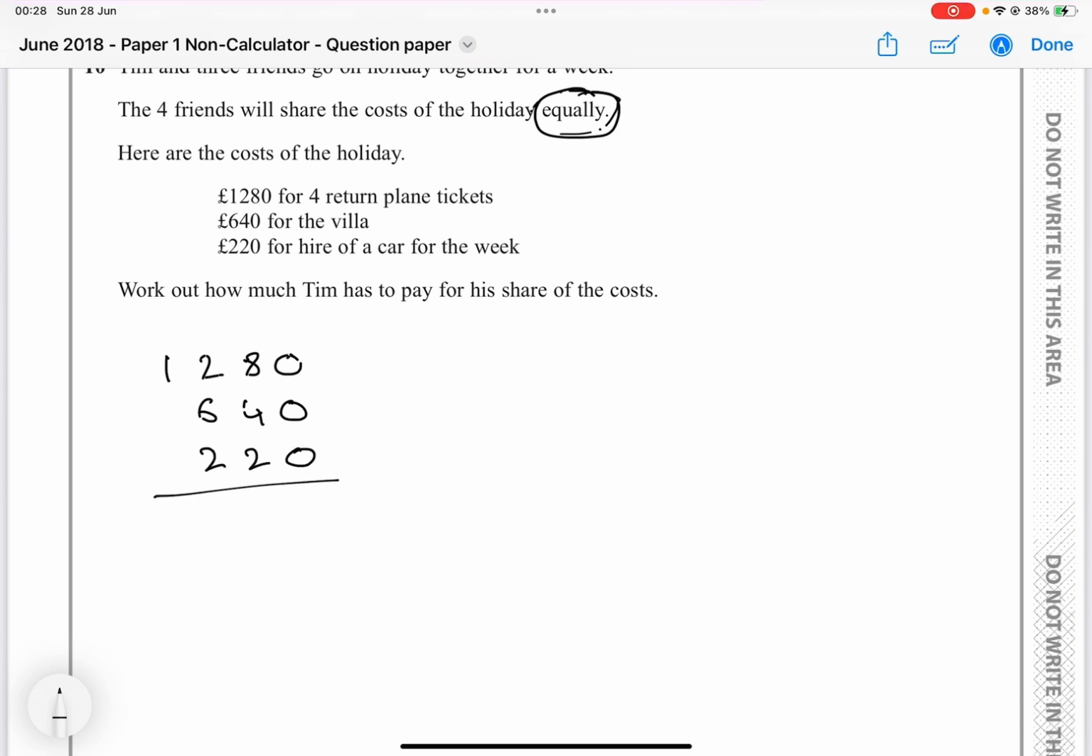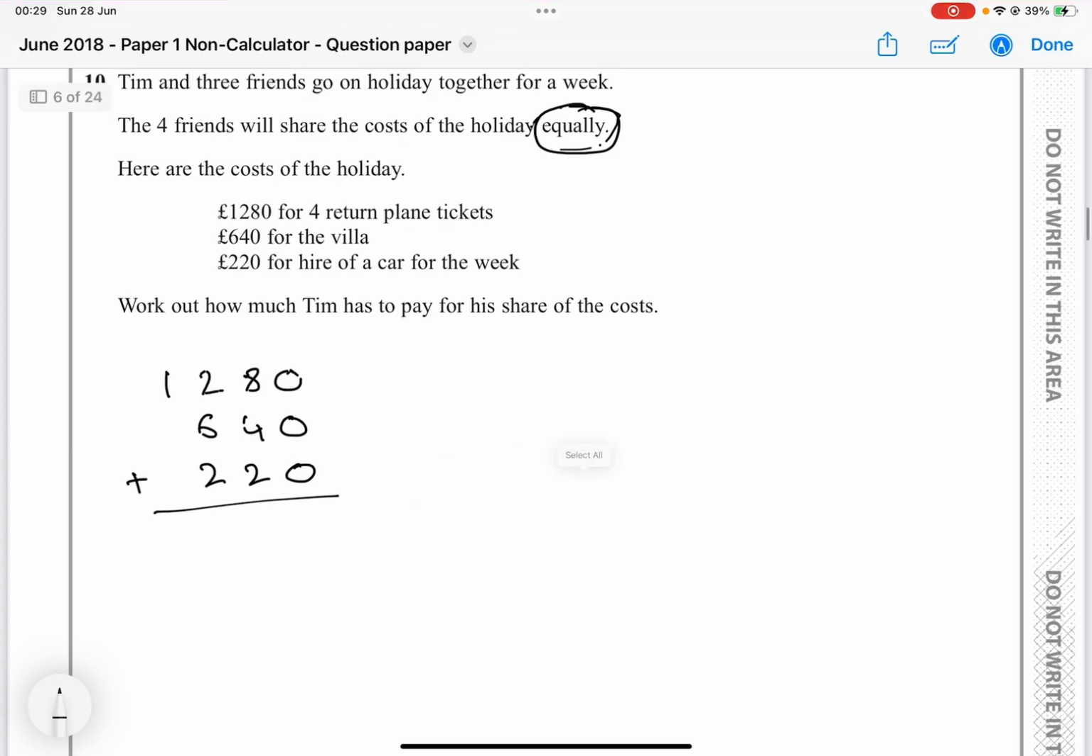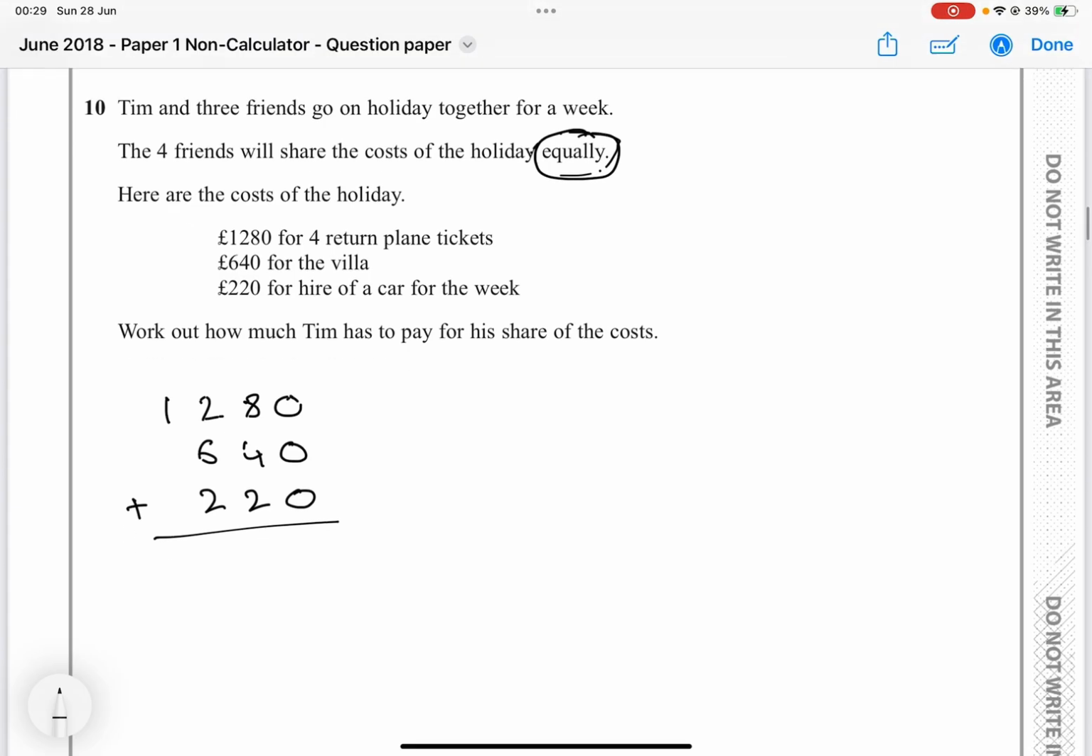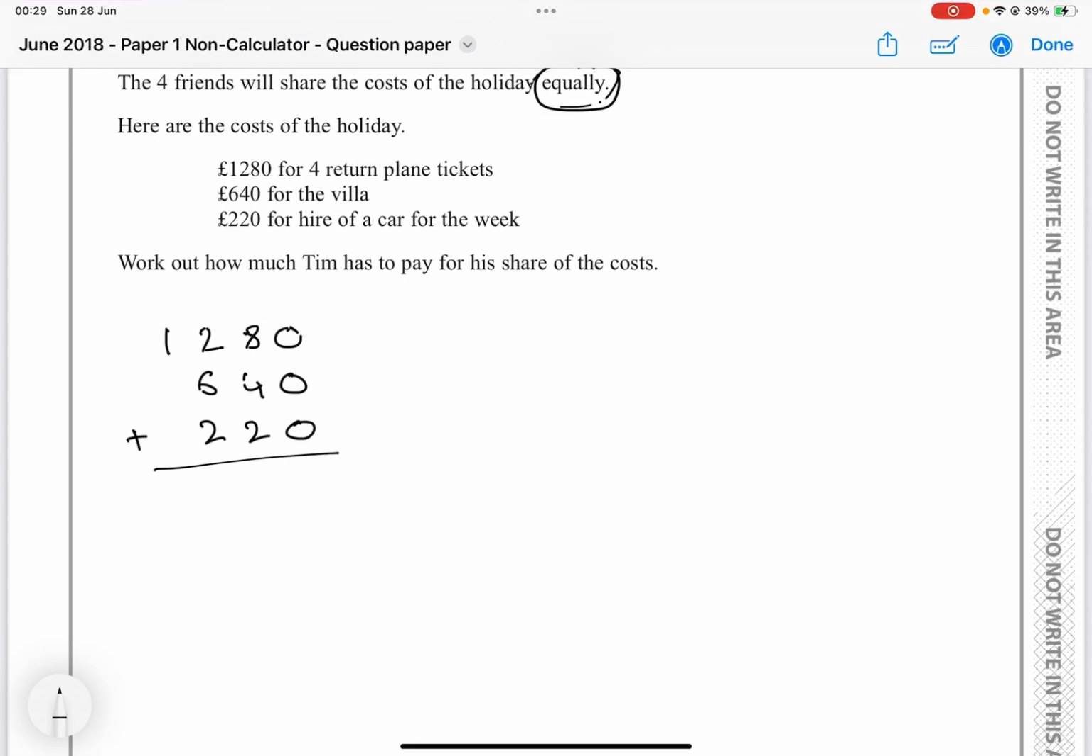Work out how much Tim has to pay for his share of the costs. So the first step is we need to work out the total costs, and then we can divide it by 4 so we can see how much each person will pay, because there's 4 of them. And they all pay equally, so they're all going to pay the same amount.